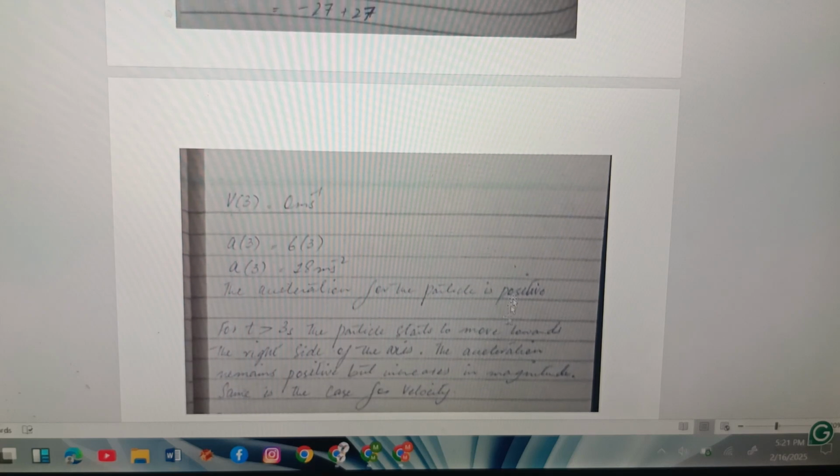Now for time t greater than 3 seconds, the particle starts to move towards the right side of the axis. The acceleration remains positive but increases in magnitude. Same is the case for velocity.